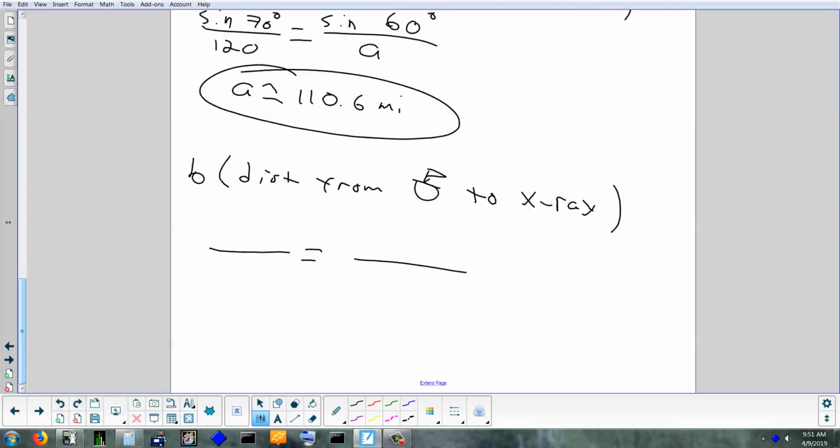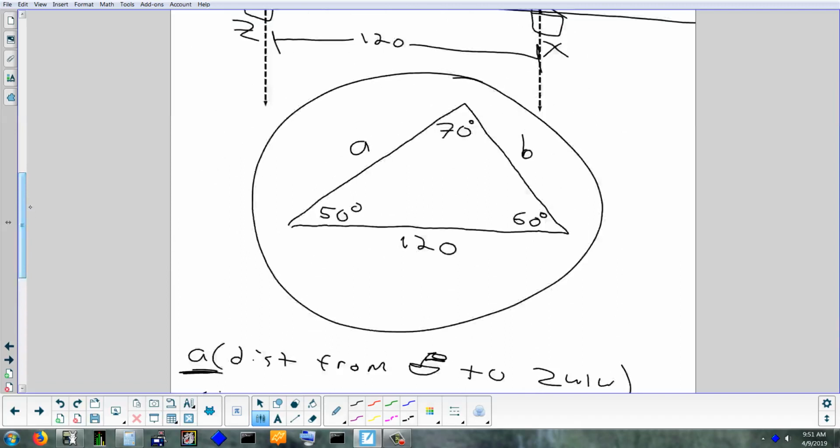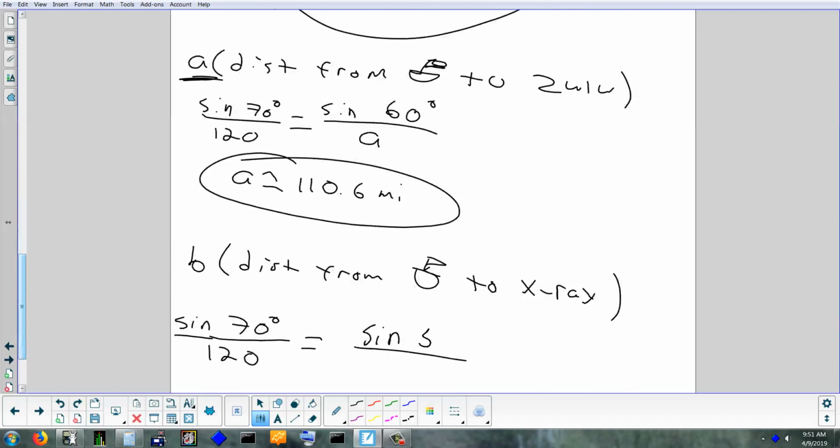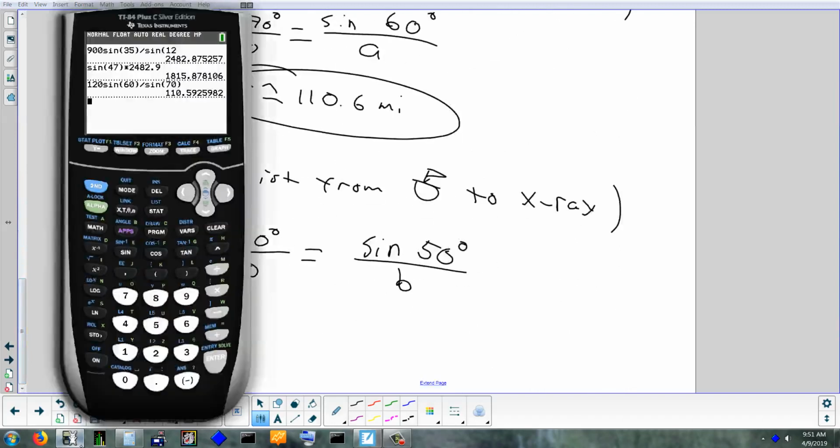All right, now let's set it up for B. But the thing is here, you don't have to find an extra side first. You can find the two sides you want right away. So sine, what can I put on the left-hand side again? 70 and 120. Yep, same thing. Now, what angle are you going to use to find B? 50. The one across from it. Sine 50 over B. Sine of an angle divided by what's across from it.